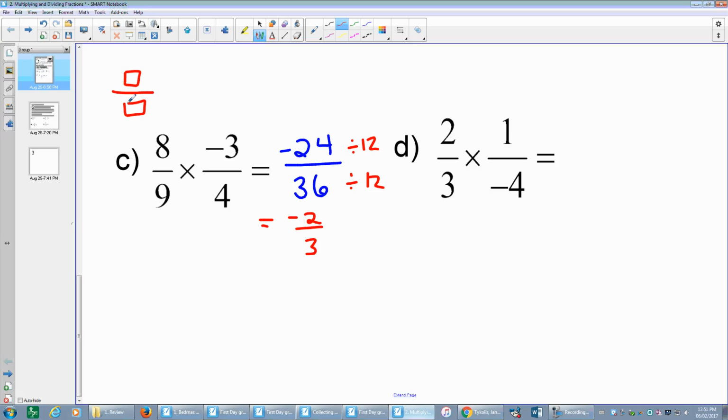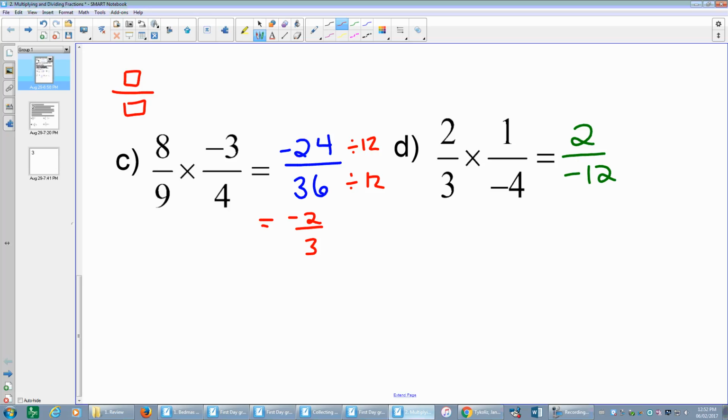Okay, from our last example here, again, pretty straightforward. I take 2 times 1, and multiply my numerators together, which gives me 2, all over my denominators, 3 times negative 4 gives me negative 12. Okay, so it's pretty basic. Multiply the numerators together, multiply the denominators together. Now I'm going to reduce this into lowest terms.